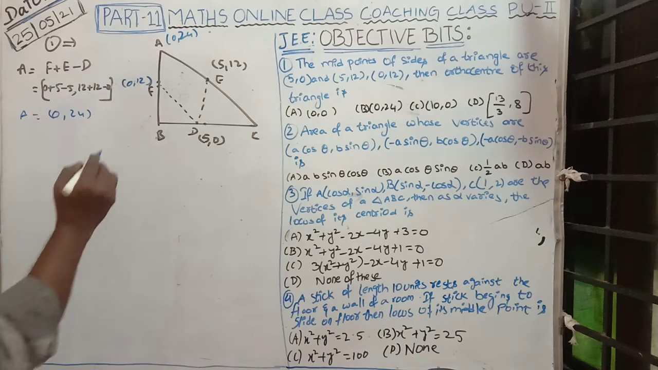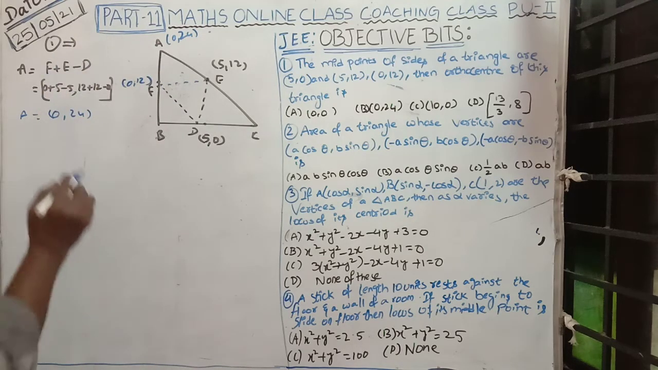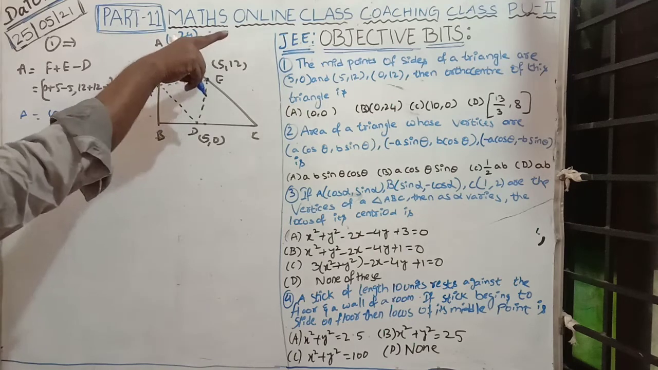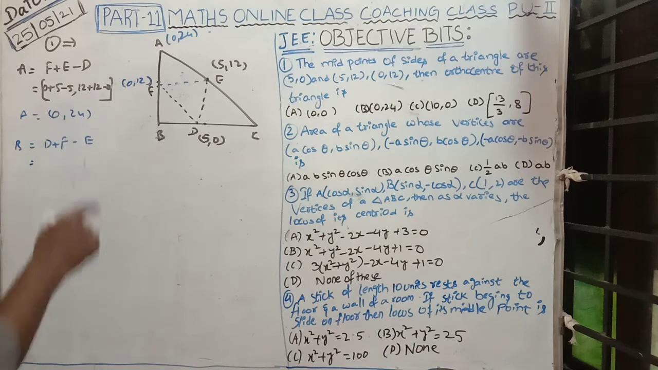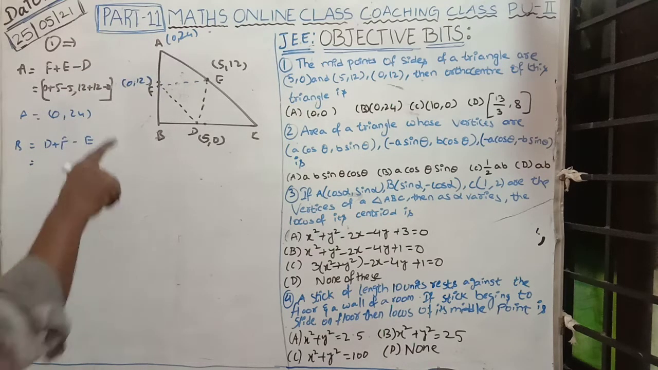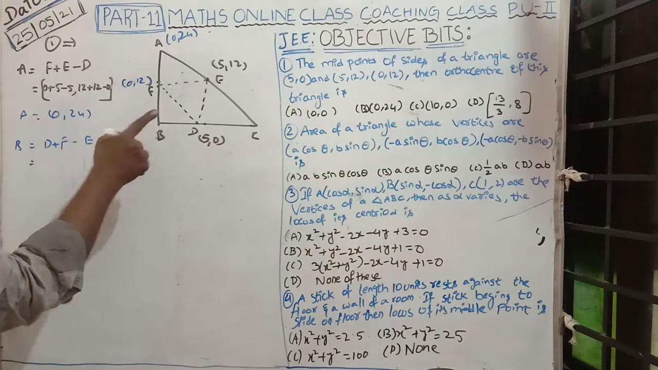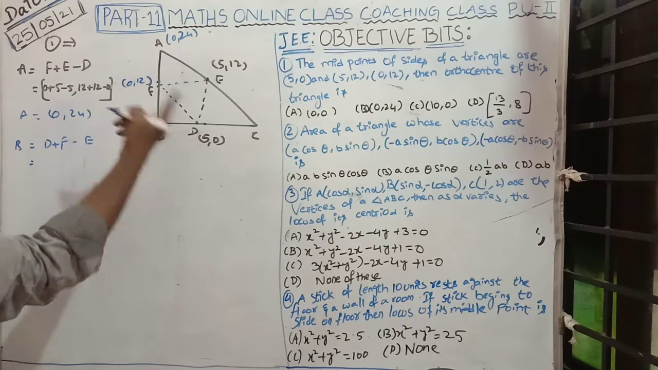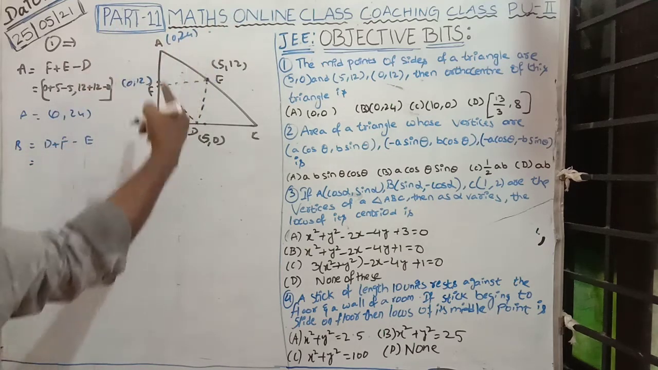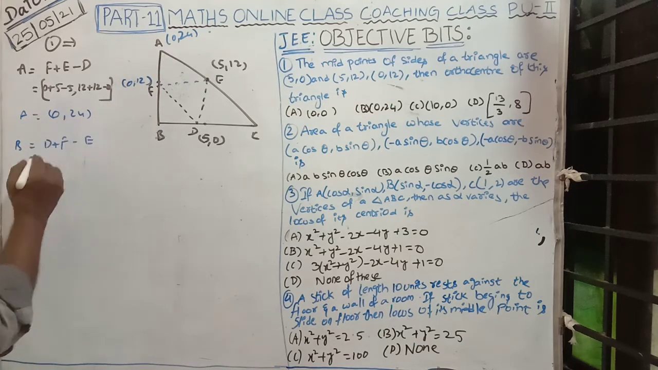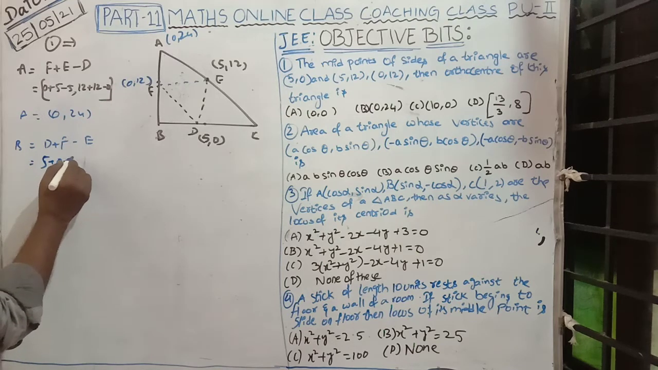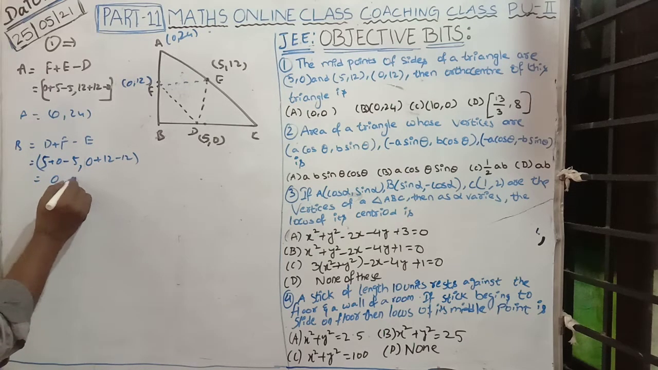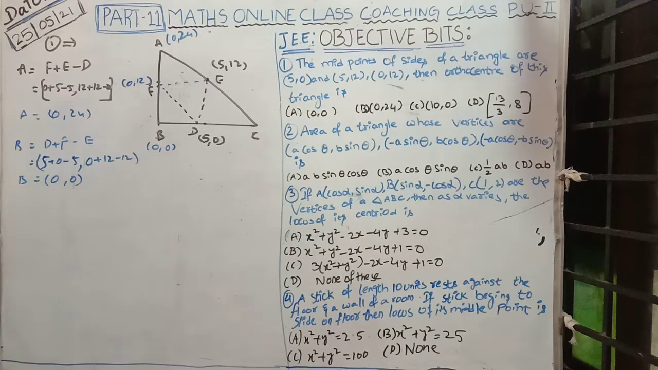So A is (0, 24). Next, in order to find B, B is D plus F minus E. That is the procedure, a short method. Otherwise, it is very difficult to find A. Very simple. B is D plus F minus E, because BDEF is a parallelogram. Here A means F plus E minus D, like that. Here 5 plus 0 for x coordinates, minus 5. Then 0 plus 12, minus 12. So it is (0, 0). B is (0, 0).